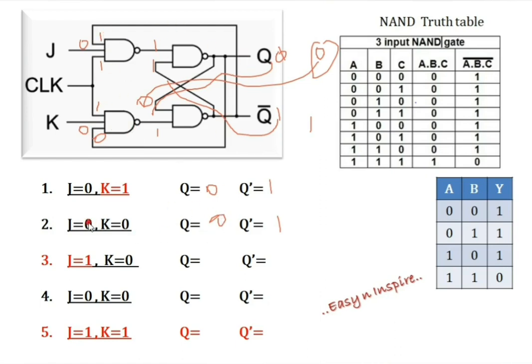If you observe this one, S equal to 0, R equal to 0 in SR flip-flop is the no change condition. Here it is 0, 0. That is nothing but the same no change condition or memory condition. If you observe, 0 is stored, 1 is stored. So no change condition or memory condition, same as SR flip-flop. Next one, J equal to 1, K equal to 0.